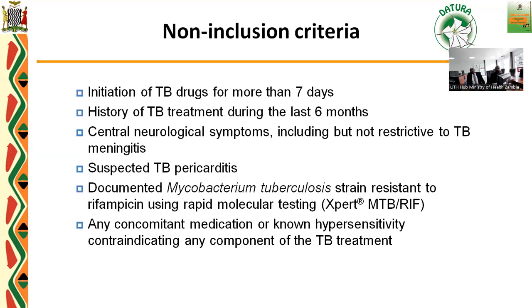So those who have initiated TB treatment for a long period of time, more than 7 days, obviously they can't be randomized, so they are not eligible. Those with history of TB probably have resistance, not what we're looking for. Those who need steroids, or who have resistance, or they have MAC and that sort of things, they are not eligible. Or those who have problems with the drugs, hypersensitivity, liver failure, liver toxicity and things like that, they are not eligible.